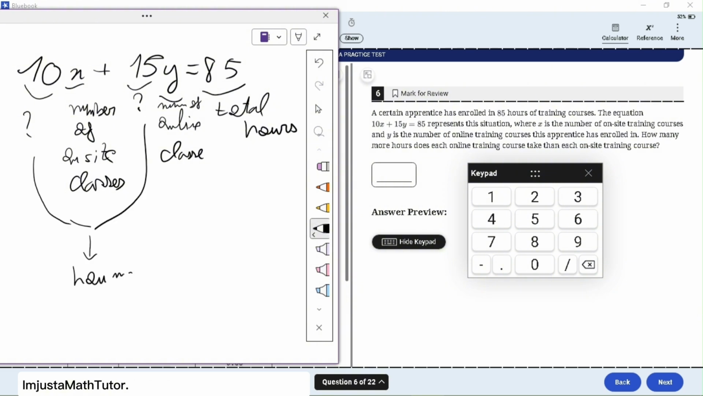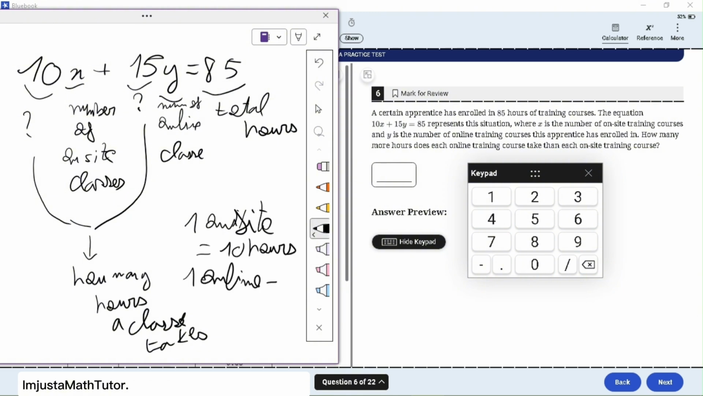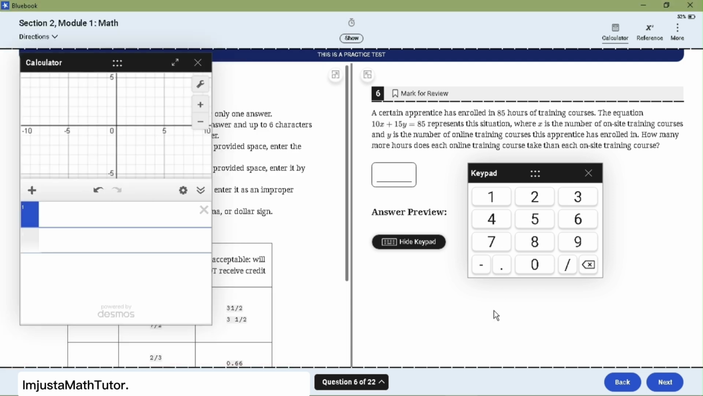Now 10 and 15 are how many hours a class takes. Now for one on-site class, it's 1 times 10, which means it's 10 hours a class, right? And for one online class, which is Y, so 1 times 15, it means it's 15 hours in a class. We notice that online classes are 5 hours more than on-site classes. So the answer is 5.